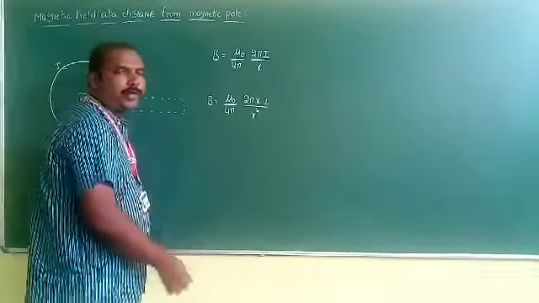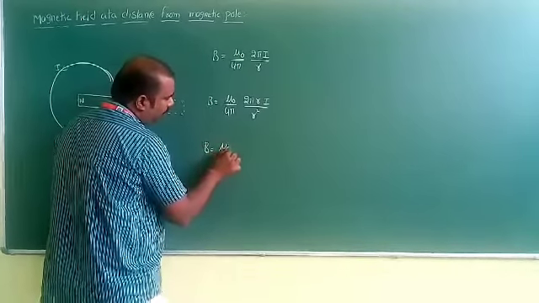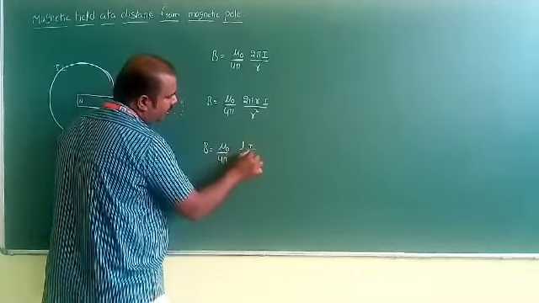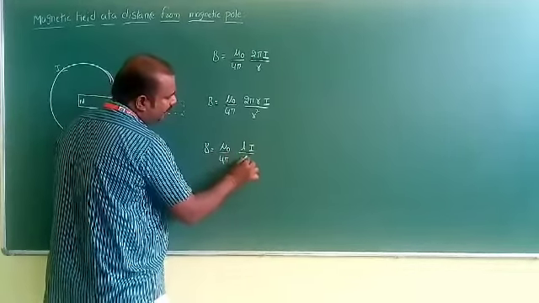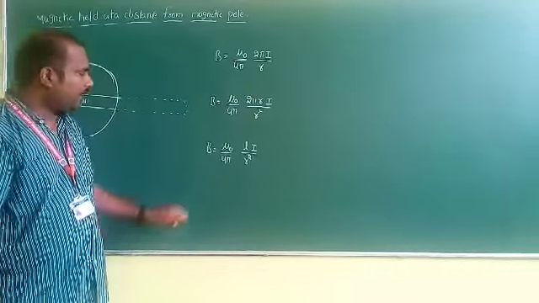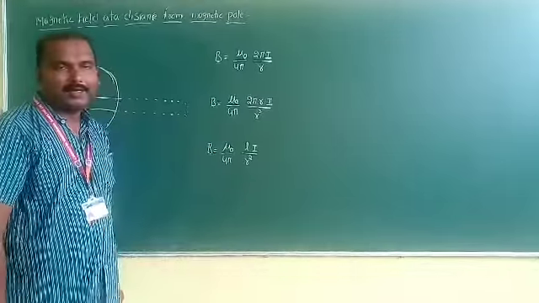So in place of 2 pi R, I can take L, that is B is equal to mu naught by 4 pi into L I by R square. So this is B is equal to mu naught by 4 pi into L I by R square.